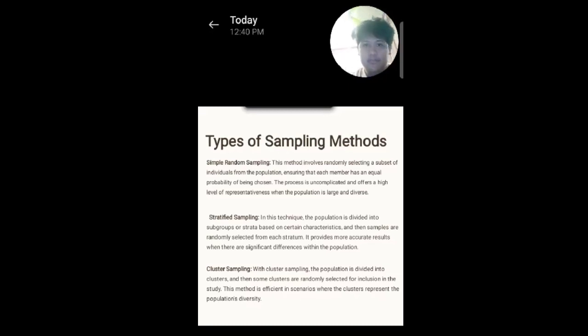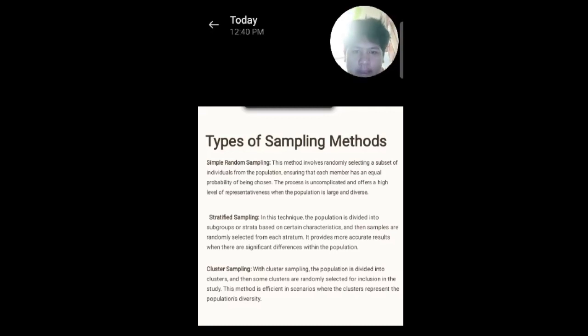Stratified sampling. In this technique, the population is divided into subgroups or strata based on certain characteristics. So, it is divided into groups or strata depending on its characteristics. And then, samples are randomly selected from each stratum. It provides more accurate results when there are significant differences within the population. So, the results are more accurate when there are significant differences.